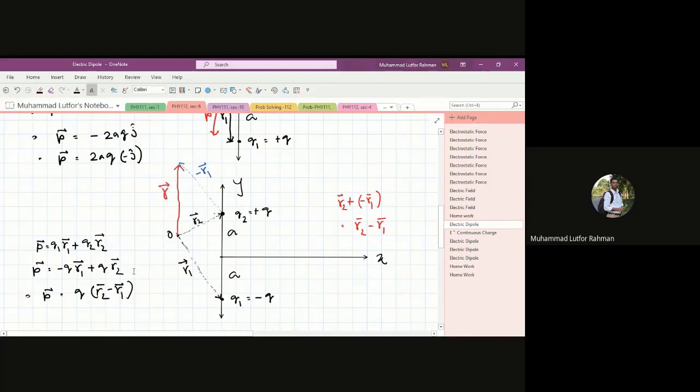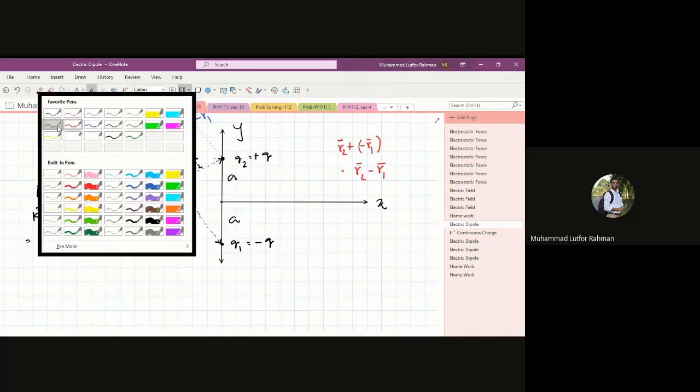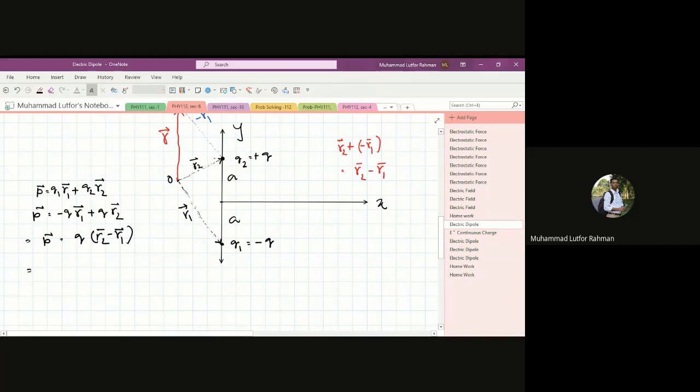And if we do that, then we'll find out that this thing would also be the same. So P would be Q into R, and look at this, these are from the negative to the positive charge. So this is actually the direction of that dipole moment. So we find out the same thing.